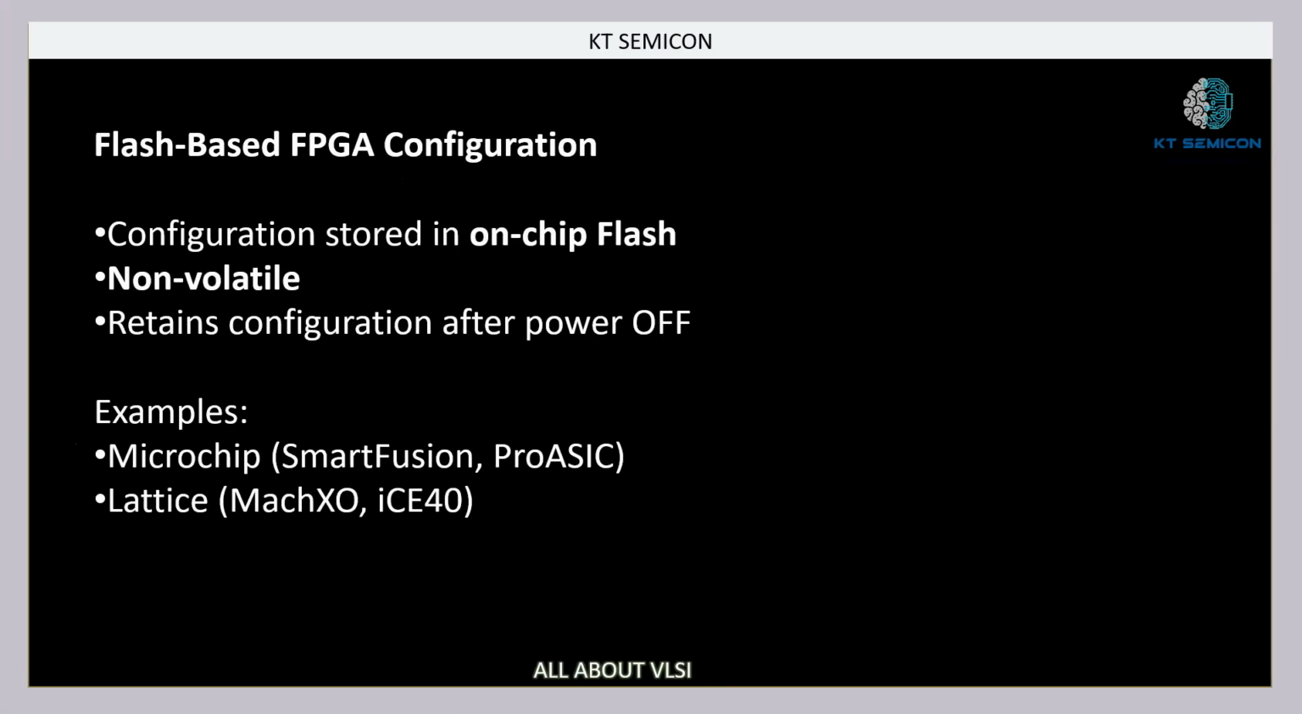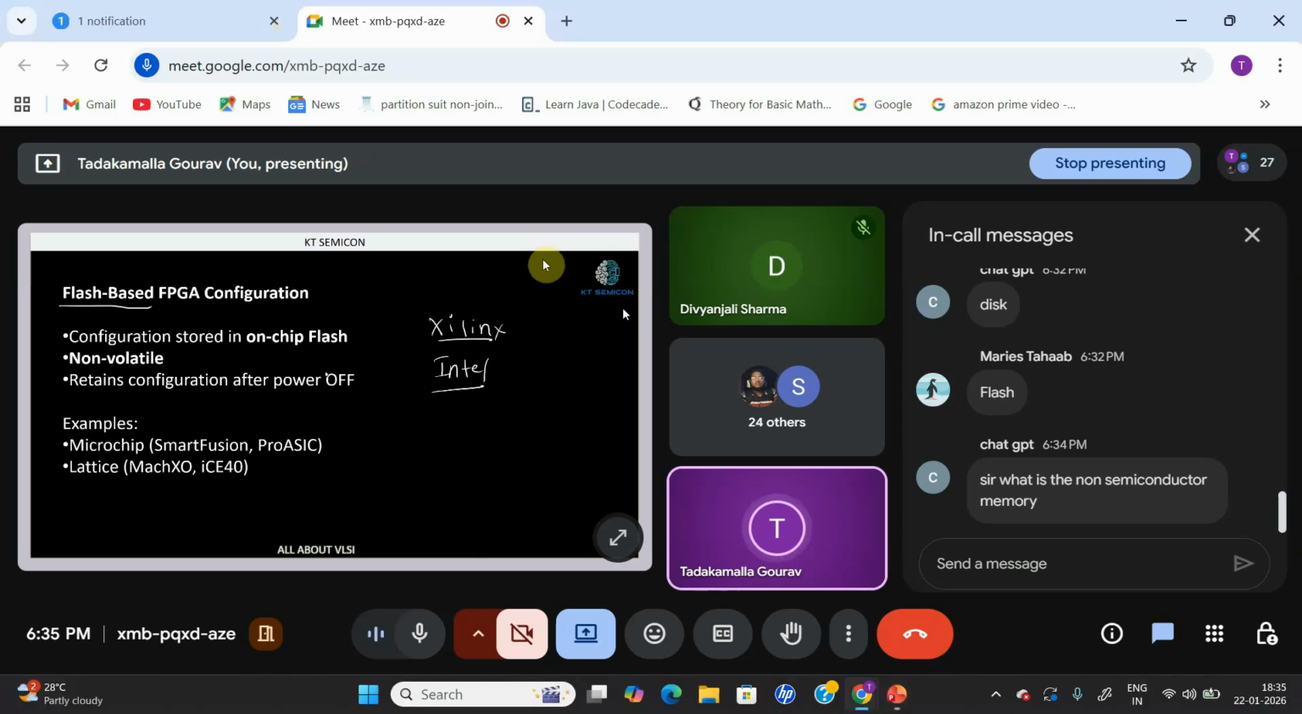Now, next come flash-based FPGAs, where the configuration data you have stored inside the chip will not be erased. Okay, so you have Microchip and Lattice, and Xilinx also has flash-based FPGAs, and Intel also. So you need to check the exact specification, like what exact board you are working with. There you can see whether it is a flash-based FPGA or not, right?